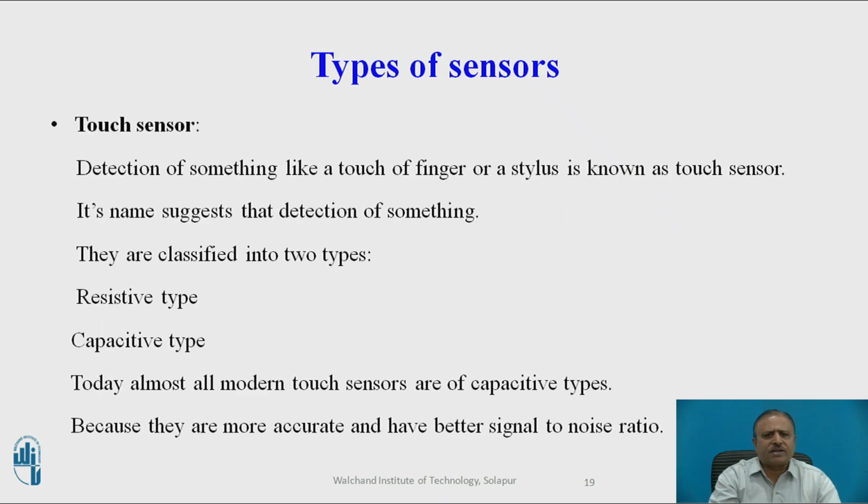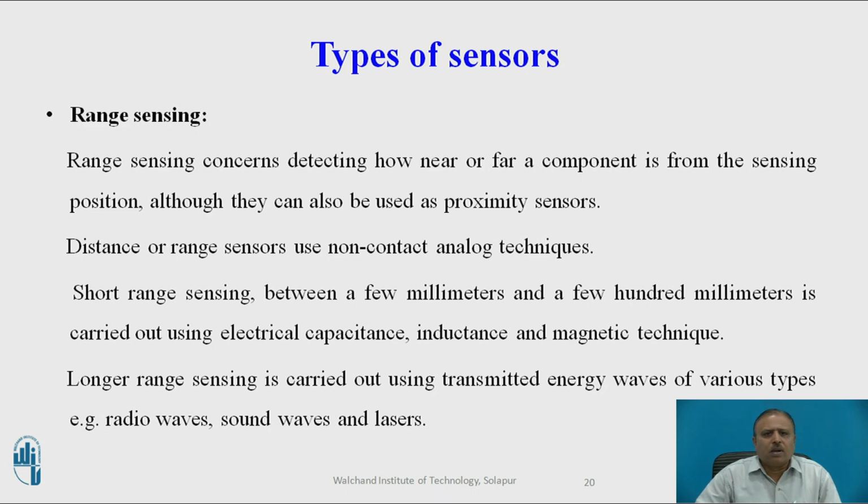The next sensor is touch sensor. Detection of something like touch, a finger or a stylus is known as touch sensing. As its name suggests, it detects touch. They are classified into two types: resistive type and capacitive type. Today almost all modern touch sensors are of capacitive type because they are more accurate and have better signal to noise ratio.